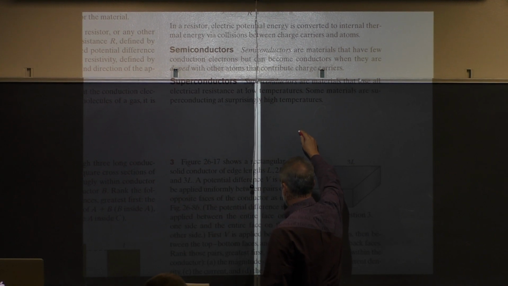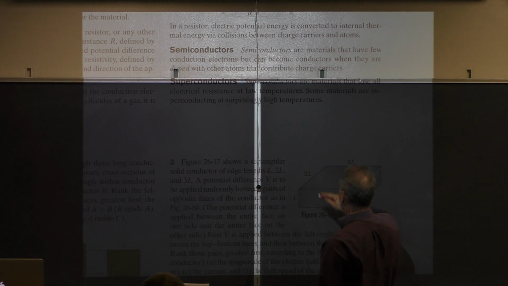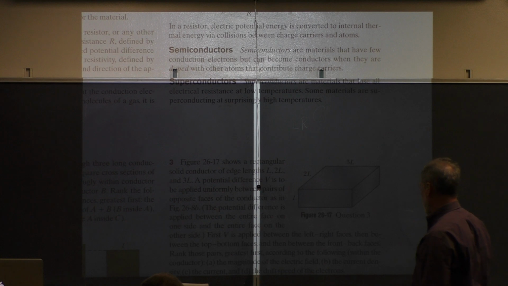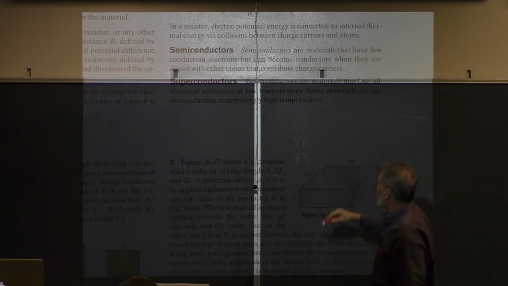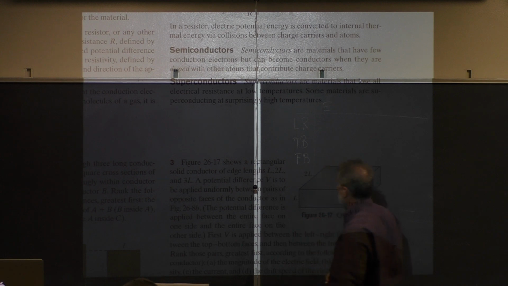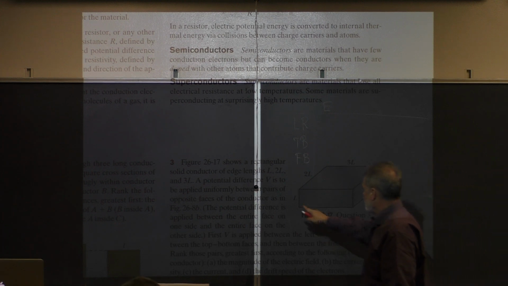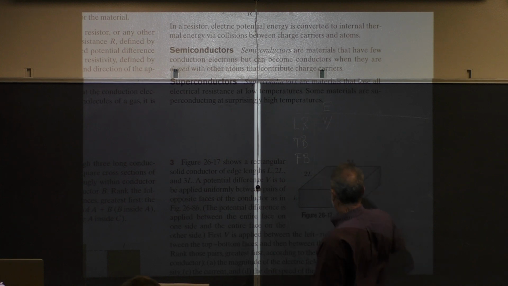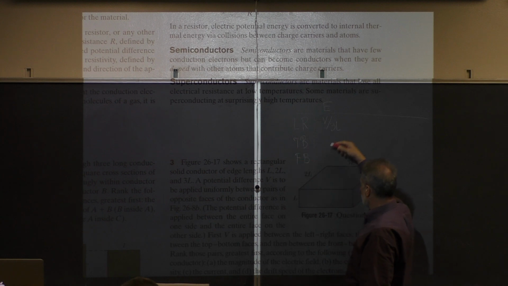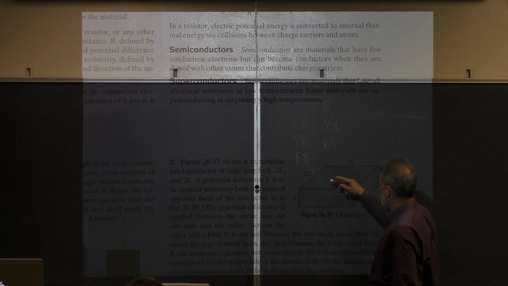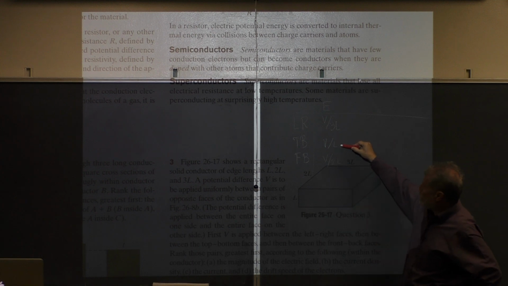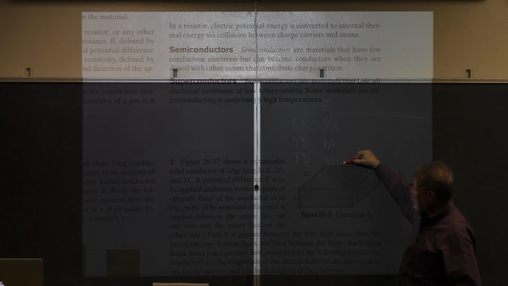So we have the left-right combination, then top-bottom, and then front-back. It's the same voltage. The first thing is the electric field. The electric field would be the applied voltage divided by the corresponding length, right? So left-right has an electric field of V divided by 3L. Top-bottom, the corresponding length is L, so the electric field is V over L. And front and back is V over 2L. So the highest electric field is top-bottom, followed by front-back, followed by left-right.